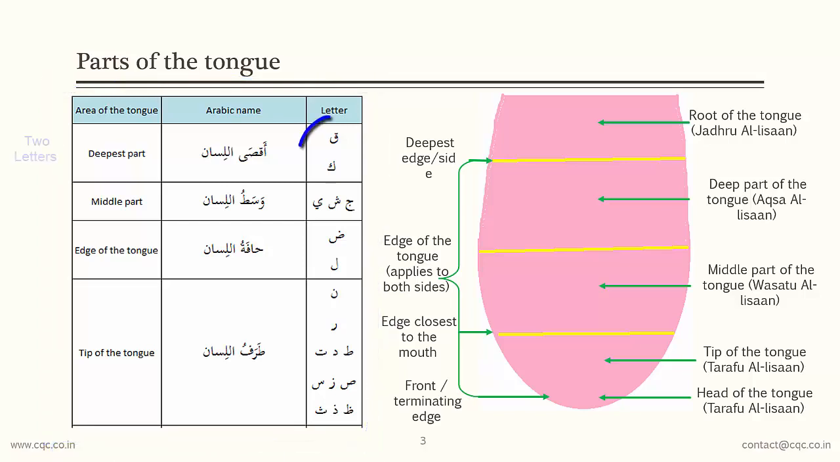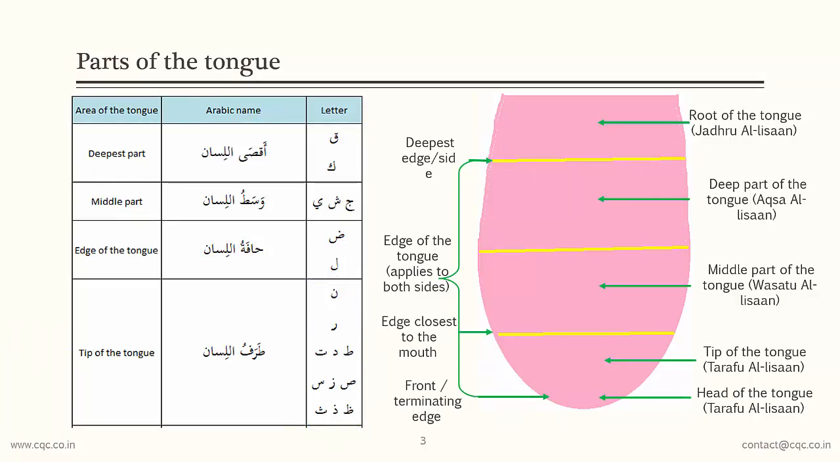You can see that only two letters Qaf and Kaf emanate from the deepest part of the tongue, while three letters emanate from the middle, the Jim, the Sheen and the non-mad Ya. Also, only two letters, the Dad and the Lam, emanate from the edges of the tongue, while there are 11 letters emitting from the tip of the tongue. This is the most compared to any other part of the mouth or the throat.